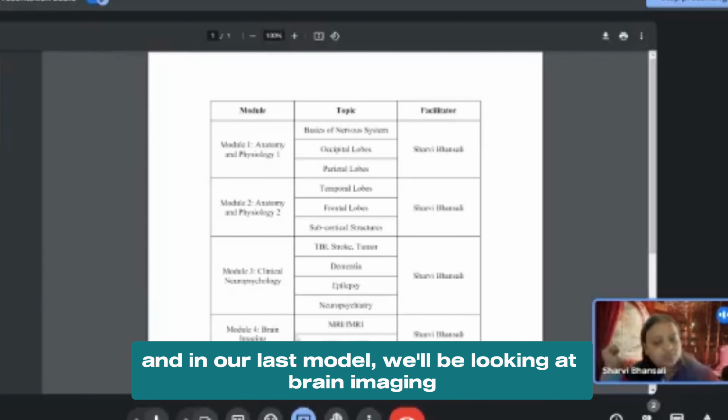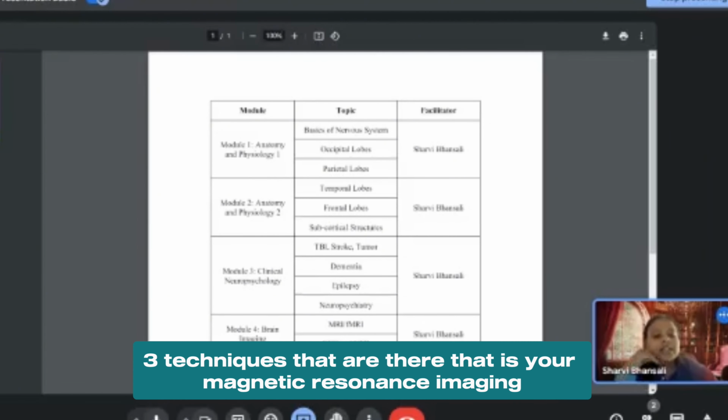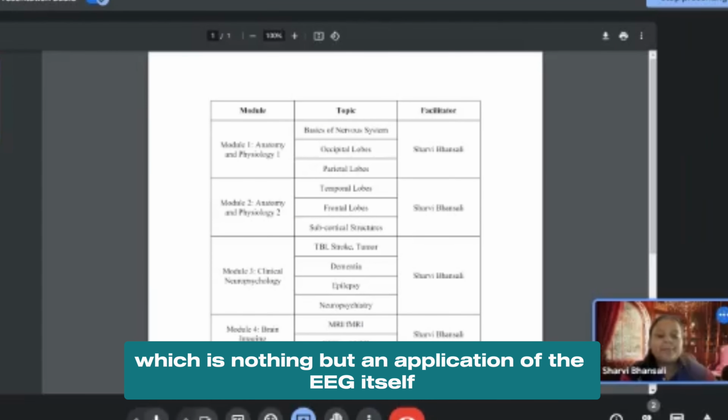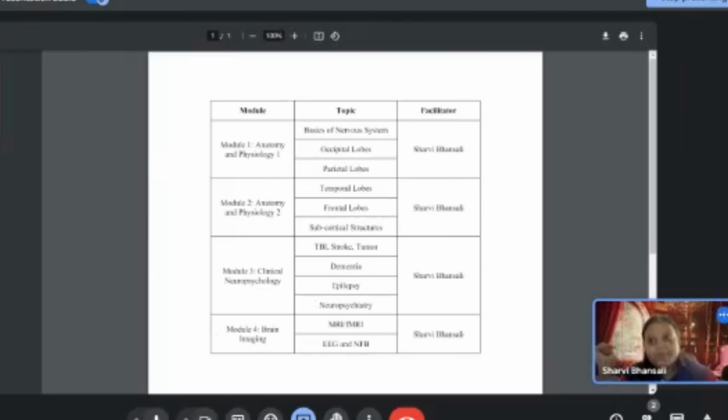And in our last module we'll be looking at brain imaging, and within brain imaging we'll be focusing on these three techniques. That is magnetic resonance imaging, MRI, and electroencephalography, EEG, and NFB, which is nothing but an application of the EEG itself. So this is how our course will be proceeding.